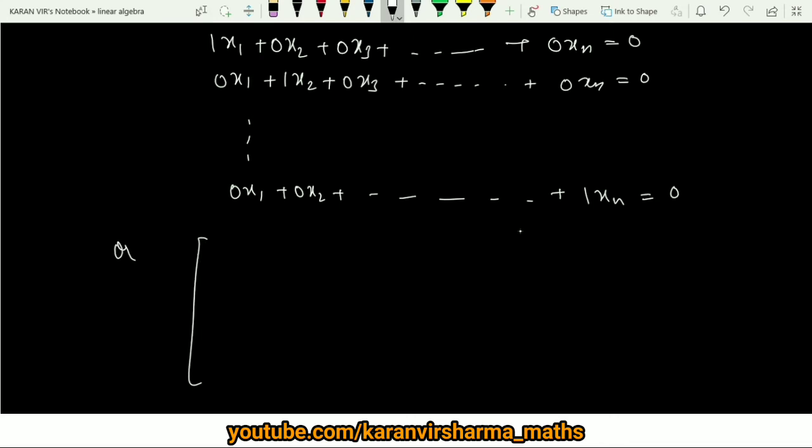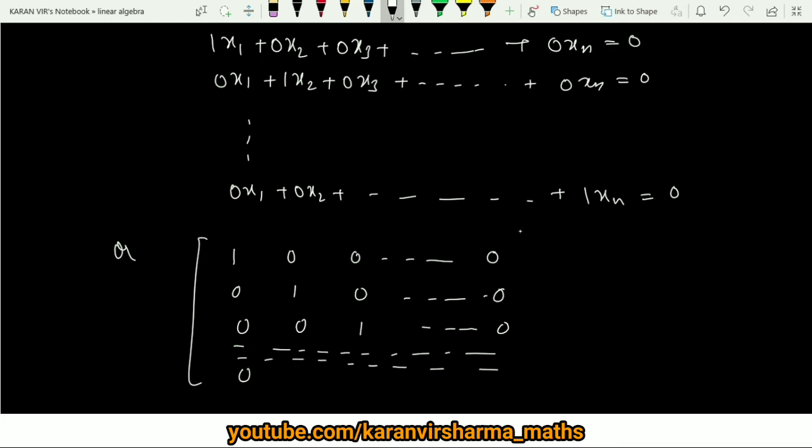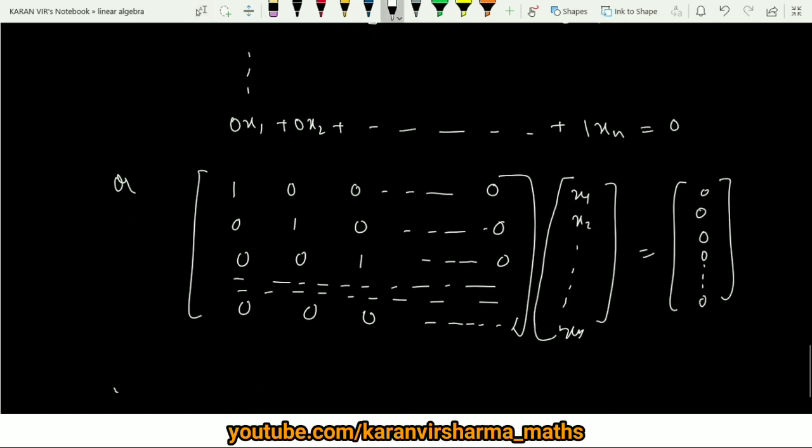So if I convert the above system of equations in matrix form, I'll be writing here 1, 0, 0 and so on to 0. For the second row, I'll be writing 0, 1, 0, all other entries 0. Similarly, 0, 0, 1, all other entries 0. And if you go on completing this matrix, in the last row you'll be getting 0, 0, 0 and the last entry will be 1. Correct? And then you can multiply this with x1, x2, so on to xn. So the row reduced echelon form of A has come out to be an identity matrix.